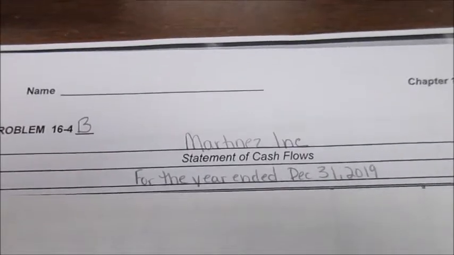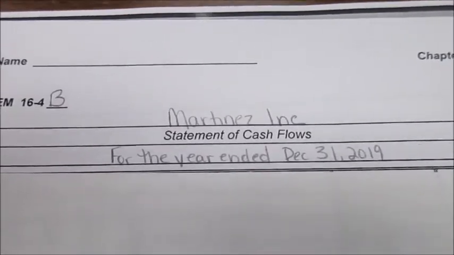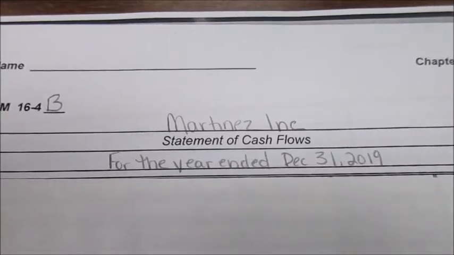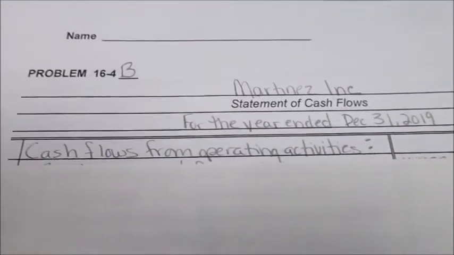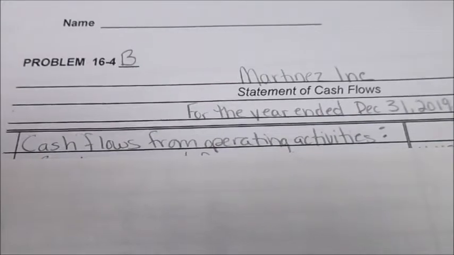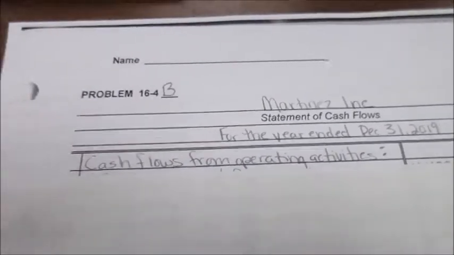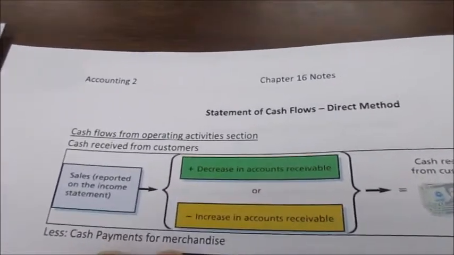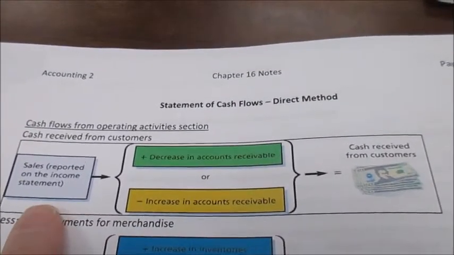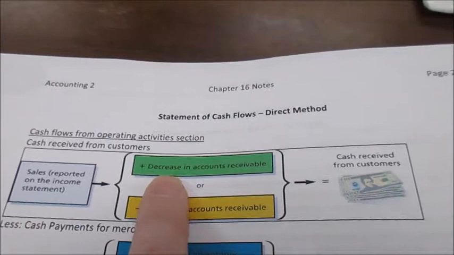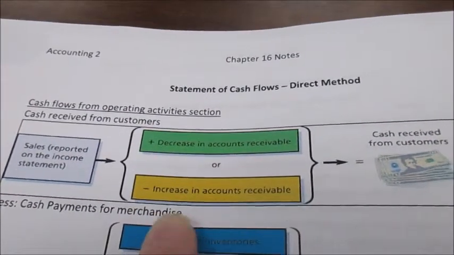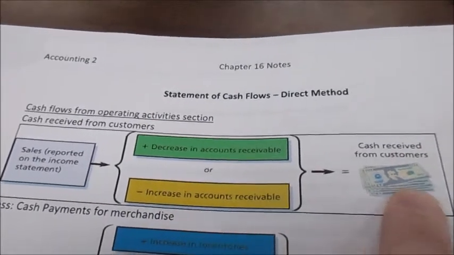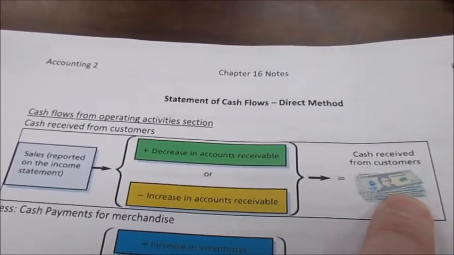So we start with our three-line heading, Martinez Inc., Statement of Cash Flows for the year ended December 31st, 2019. We're going to start with our heading, Cash Flows from Operating Activities. Okay? We're going to look at our little cheat sheet here. Cash received from customers. So we're going to take our sales. If we had a decrease in accounts receivable, we're going to add that decrease. If we had an increase, we're going to subtract it.